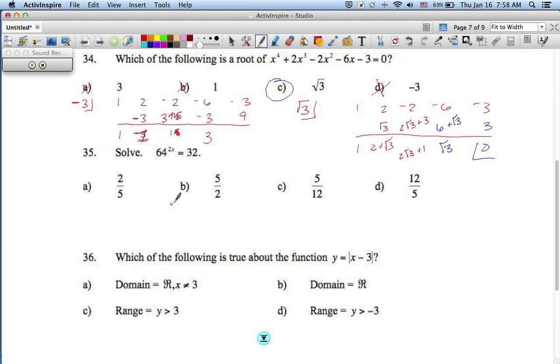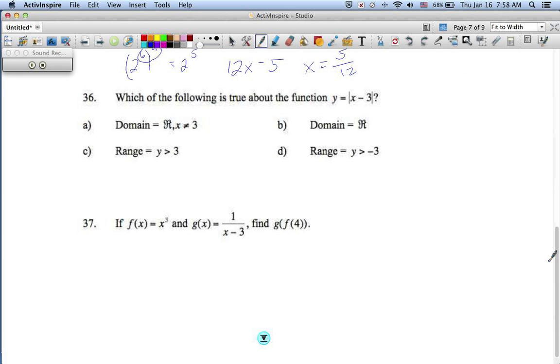Solve. Well, 64 is 2, 4, 8, 16, 32, 64. That was 2 to the 6th. And that's being raised to the 2x. 32 was 2 to the 5th. So I know that 12x must equal 5. So x is 5 over 12. That would be C.